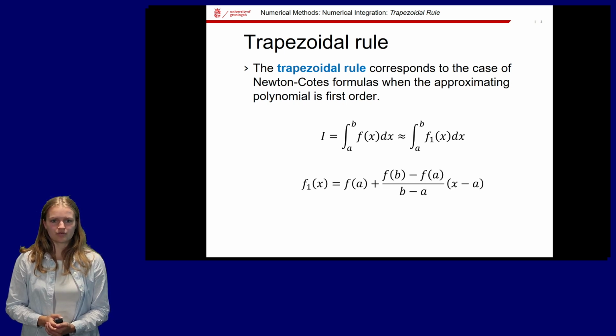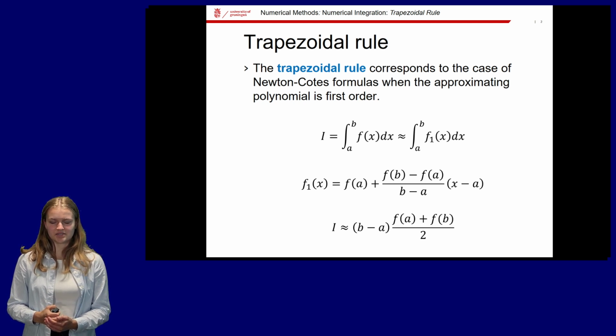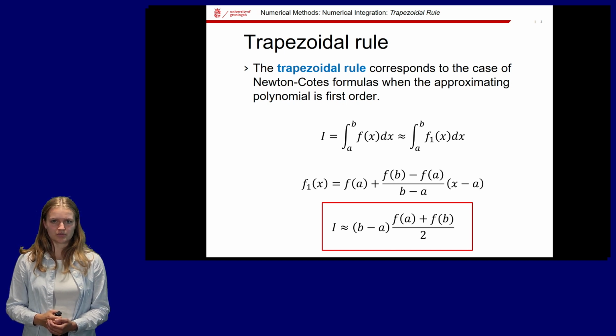And recall from the Newton interpolation video that we can represent a first order polynomial in this way if we have these data points at x equals a and x equals b, and then we can integrate this first order polynomial to obtain this equation for the approximate integral. So this is the final expression for the trapezoidal rule.